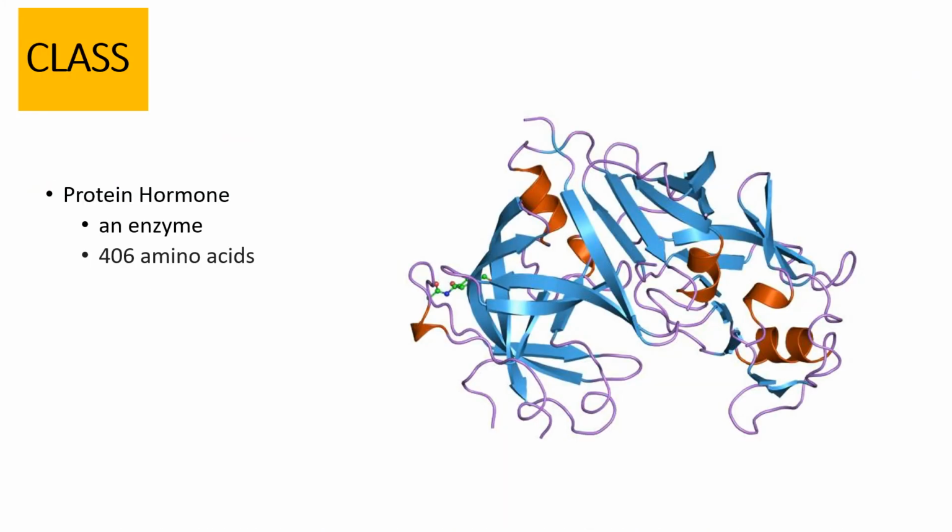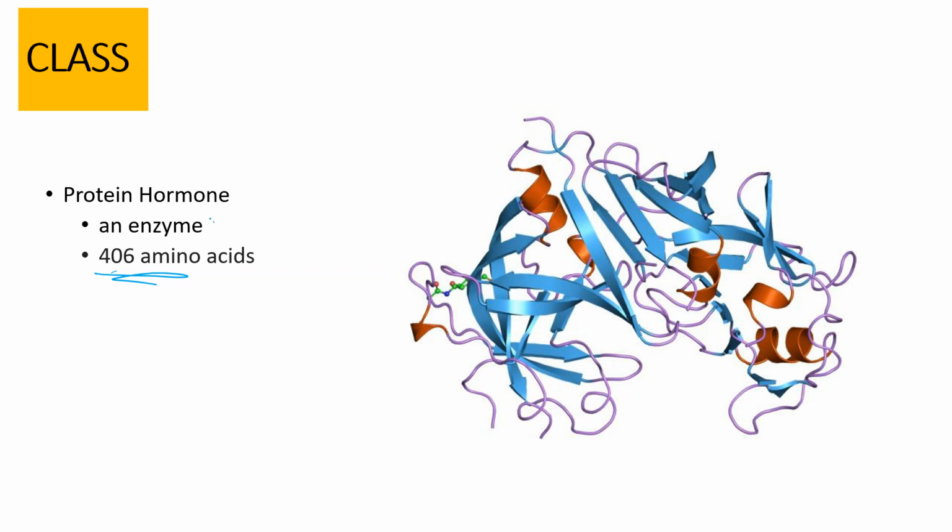It is a type of protein hormone. So this thing is huge. Okay. So this is not just a simple amino acid. This isn't just a few amino acids. We're talking 406 amino acids all in a big, huge line there. And it's going to form a molecule that looks something, well, it looks like this. This is the molecule it looks like.